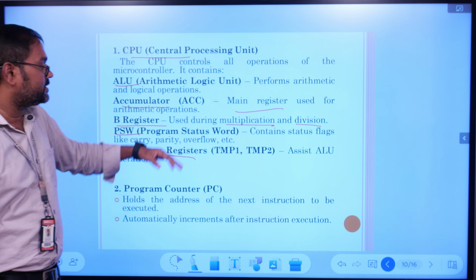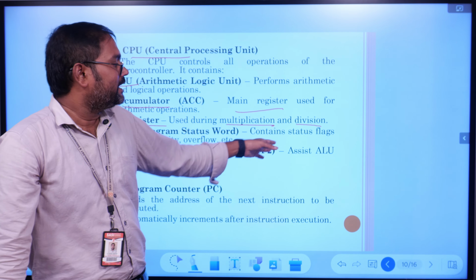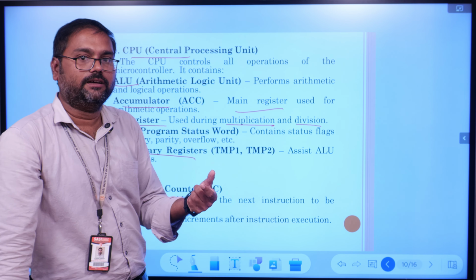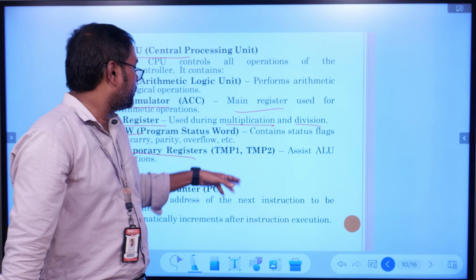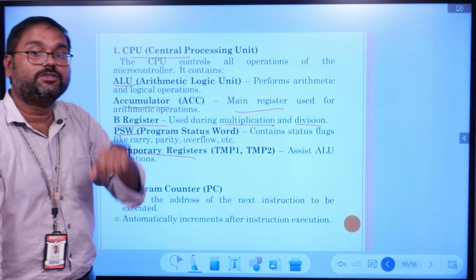And coming to the temporary registers, TMP1 and TMP2, these two will assist the ALU. While performing any instruction, if any auxiliary or intermediate result is generated, that result will be temporarily held by these registers, TMP1 and TMP2. These are the temporary registers which assist the operation of the ALU.